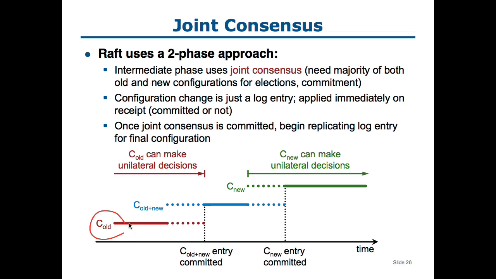So we start off in an existing configuration I'll call COld on the slide. And the way a configuration change is initiated is that a client makes a request of the leader just like it would for any other state machine operation. When the server receives that request, then the leader adds an entry to its log describing this joint configuration, which I'll call COld plus new. That's just a log entry like any other log entry. The server puts it in its log, and then the leader propagates it out to the other servers in the cluster using the AppendEntries RPC, just like any other log entry.